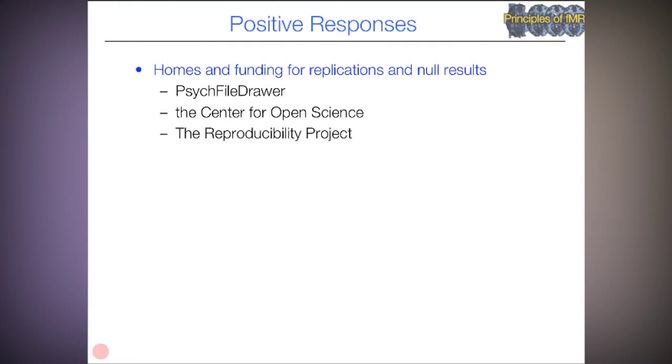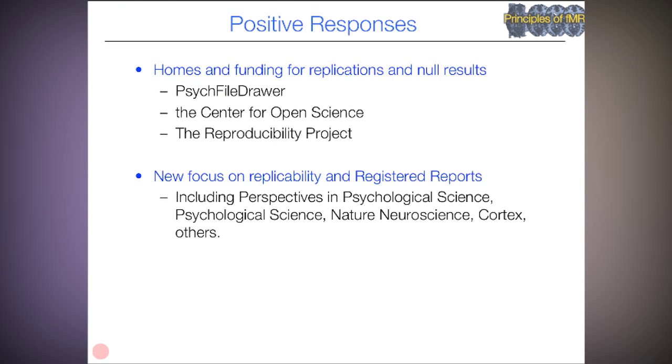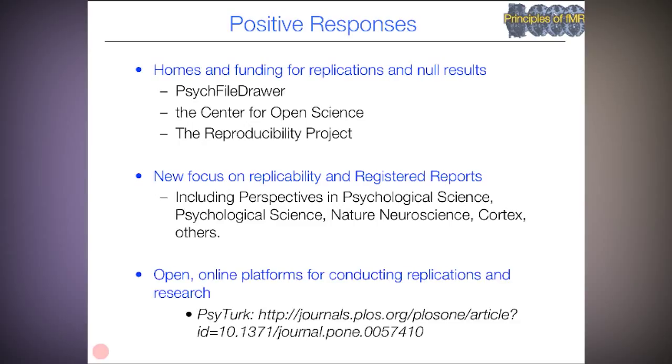And there's a number of positive responses by the community more broadly. So there are homes and funding for replication of null results, like the Psych File Drawer Project and the Center for Open Science and the Reproducibility Project. There's a new focus in many journals on replicability and registered reports. Some of them are publishing null findings in some cases more often, and some of them are accepting registered reports. And finally, open online platforms for conducting replications and research, like this platform, SciTurk, from Tal Yarkoni and colleagues.